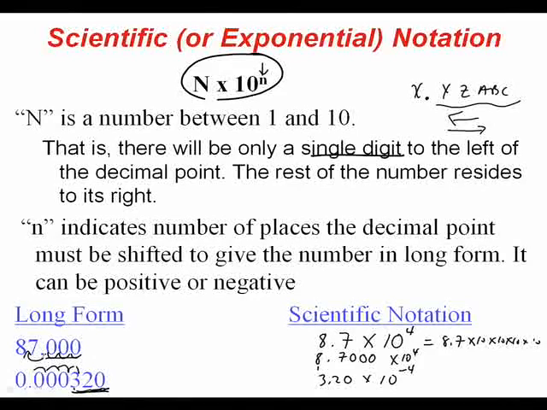And what does the negative mean? It means divide by 10. So this number would be 3.20 divided by 10 times 10 times 10 times 10. And if I did that math, I would get the long form over here.